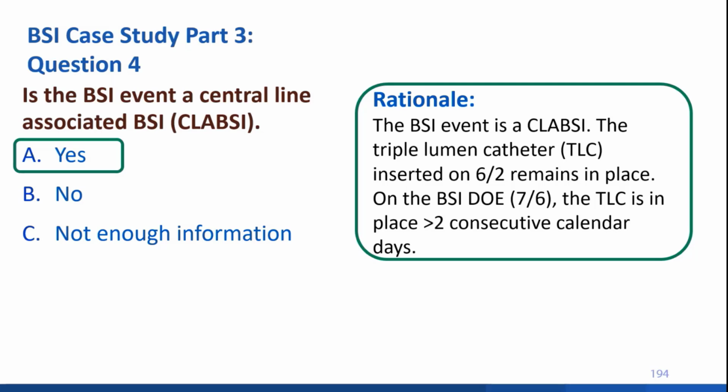So this required us to remember part 1, which I know is difficult when we have these case studies with multiple parts. The BSI event is CLABSI. The triple lumen catheter is inserted on 6/2 and it is still in place. On the BSI date of event, which we have already determined is 7/6, the triple lumen catheter is in place for greater than 2 consecutive calendar days.